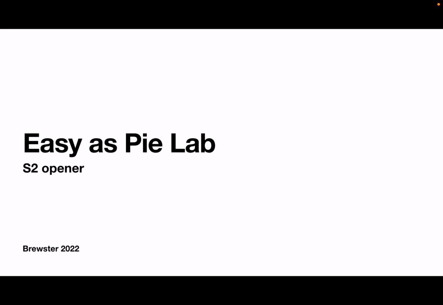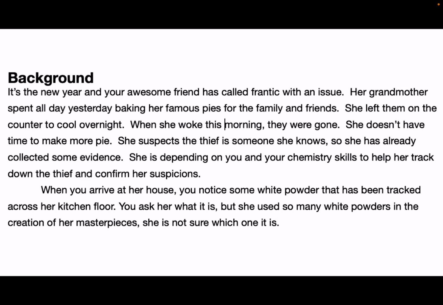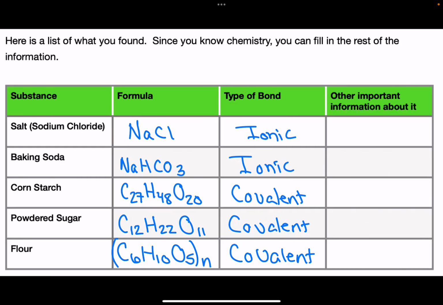Post lab for Easy as Pie. Hopefully when you started your lab, you sat down and did your formulas and your type of bonds, and discovered that we had two substances that were ionic and three substances that were covalent, because we know that covalent substances start with carbon. That also gives us some important properties from the get-go.